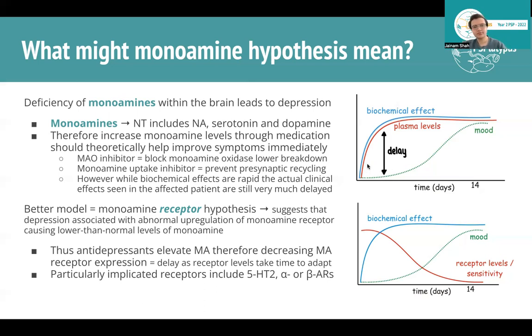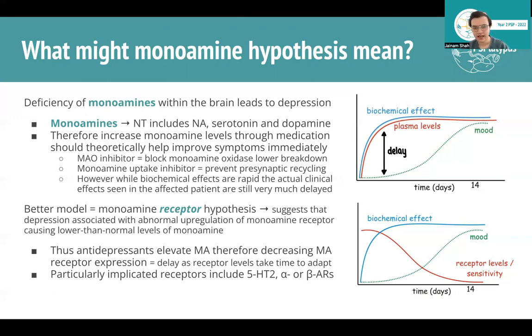So obviously this is probably not the right way to think about depression. And what they've come up with is a better model known as the monoamine receptor hypothesis, which is actually saying that depression is associated with an upregulation of monoamine receptors, which then leads to, as a consequence, lower than normal levels of monoamine. So it's not the low levels of monoamine causing depression, it's actually the high levels of receptors that are present.